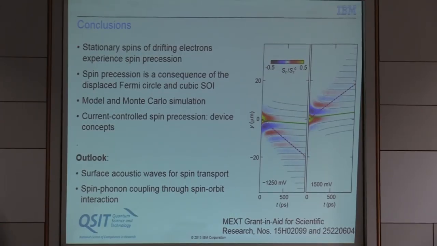So usually you have the problem that if you inject spin somewhere and you detect it somewhere, the spin phase just depends on the distance but not on the current. But here you have a mechanism that allows you to control spins by changing the current.